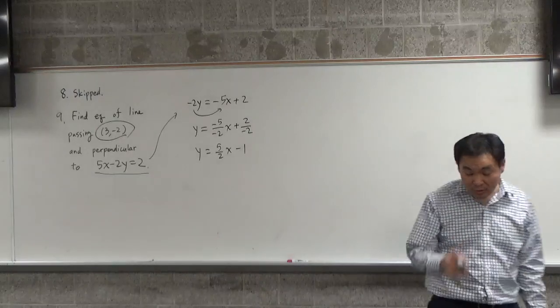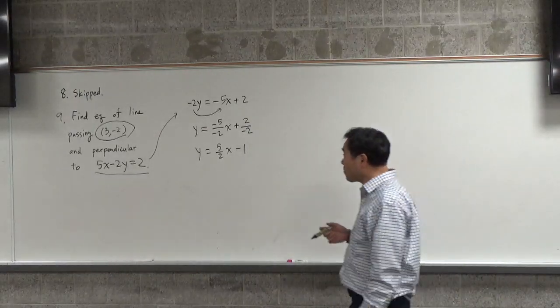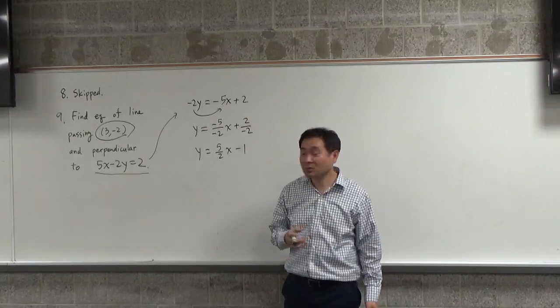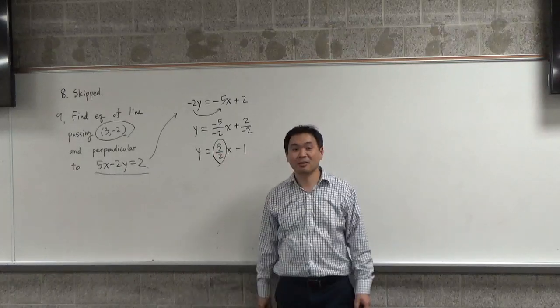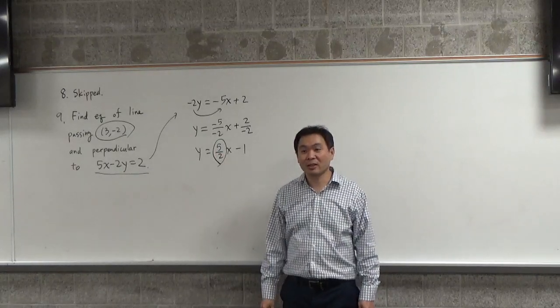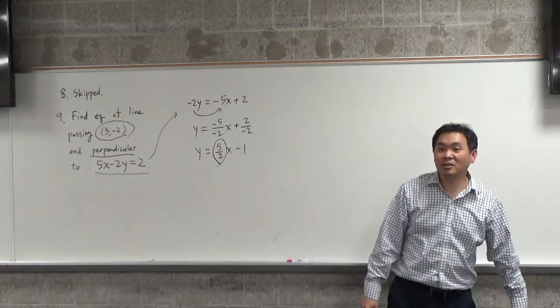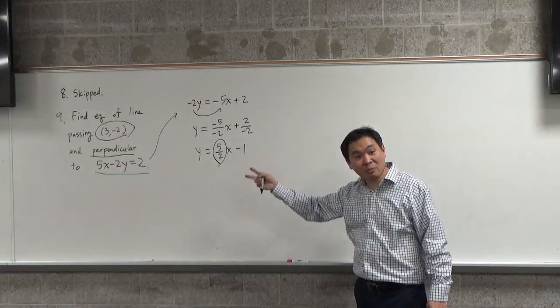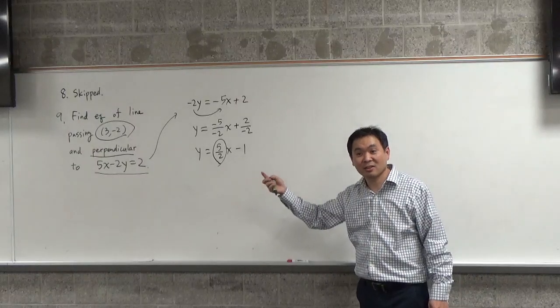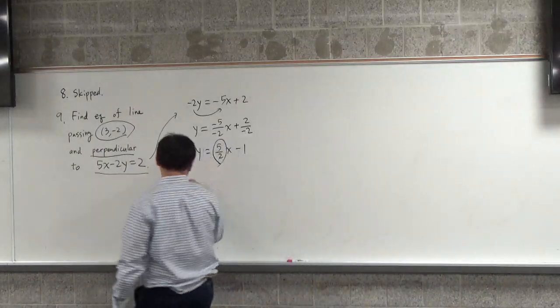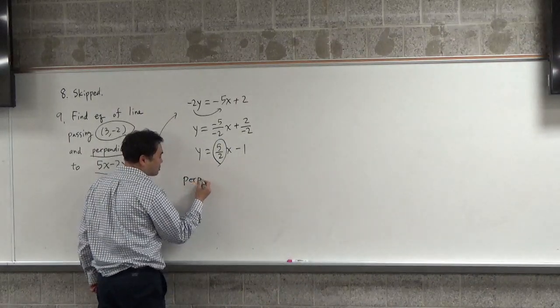Okay, now question. What slope do we use? Do we use this? No. No, why not? It's perpendicular. It's perpendicular. How do you get the perpendicular slope? You flip top and bottom and then? Negative. Negative. Okay, so you have to know the perpendicular slope is equal to the negative reciprocal.